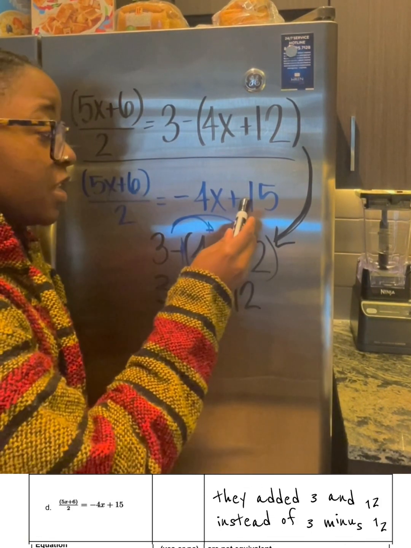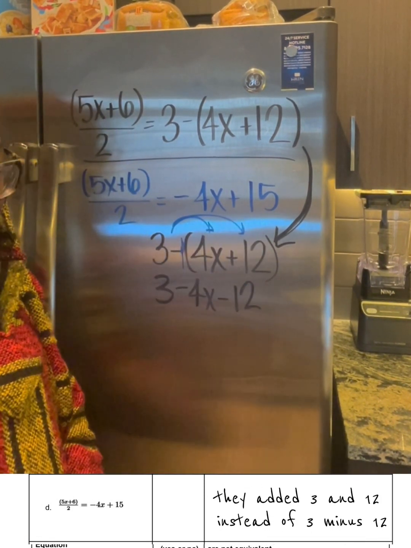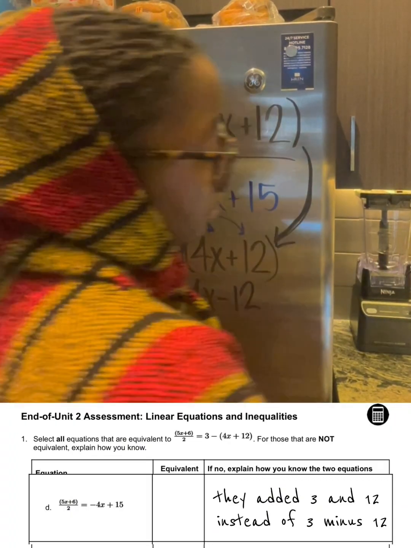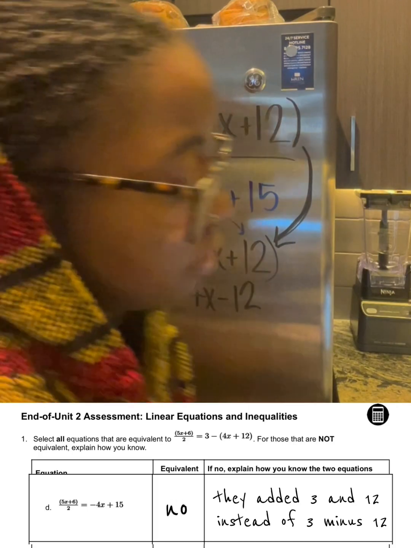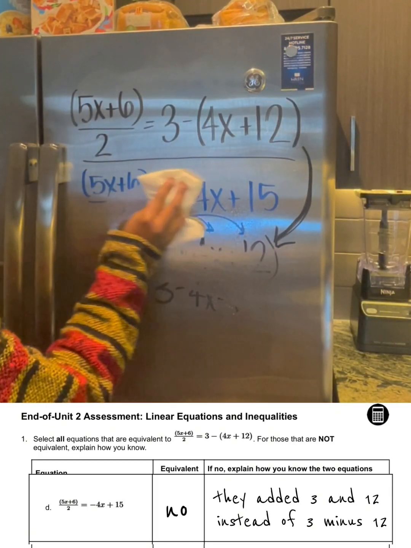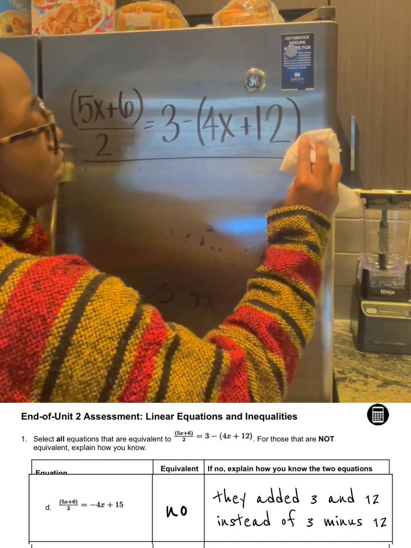How did they get 15? And how did they get a positive 15? So that's how we know right off the bat that D is not equivalent. D no es equivalente. No es equivalente.